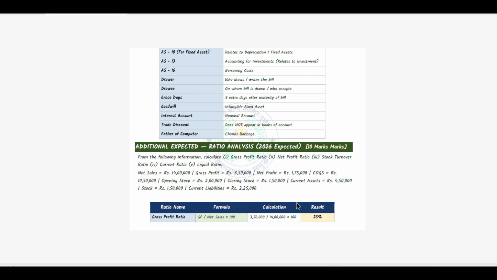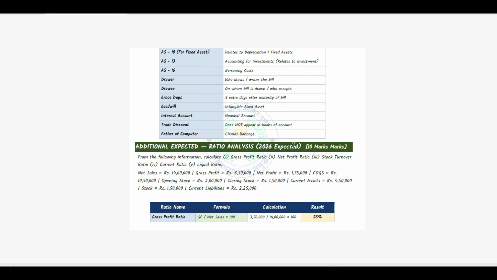Goodwill is an intangible fixed asset. Interest amount is a nominal account. Trade discount does not appear in the books of account. Father of computers, Charles Babbage.